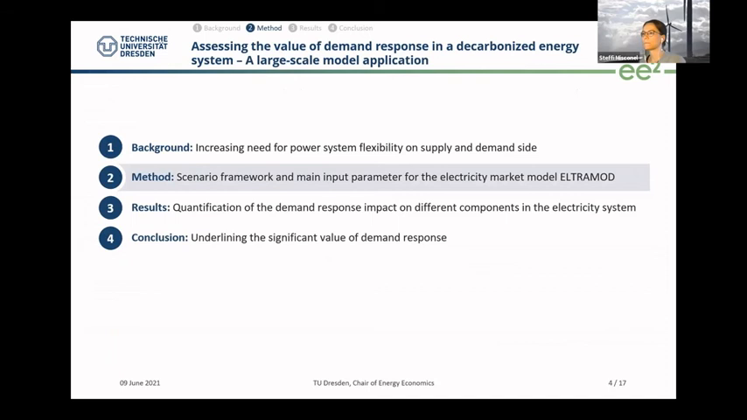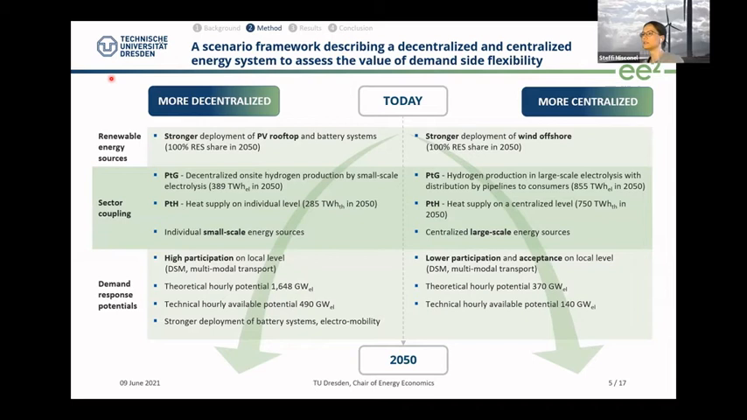Coming to the scenario framework. So the two scenarios, the decentralized and the centralized electricity system for Europe, are quite different and can be distinguished between the three main categories: the renewable energy sources, sector coupling, and the demand response potentials. So we assumed that the decentralized electricity system in Europe is characterized by a stronger deployment of PV rooftop and battery systems. And the centralized system is characterized by a stronger deployment of wind offshore, but both scenarios will have a 100% RES share in 2050.